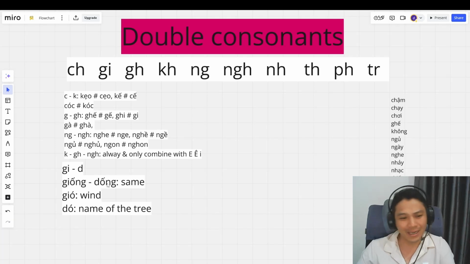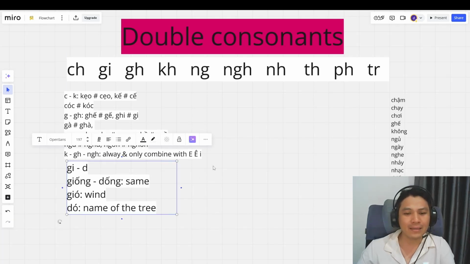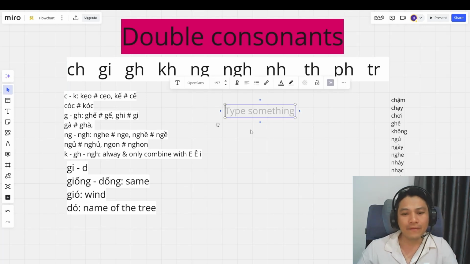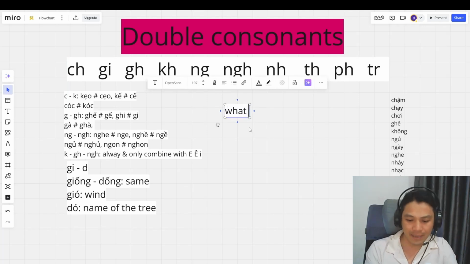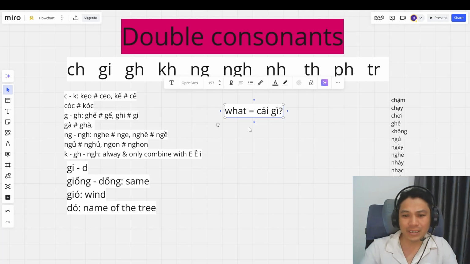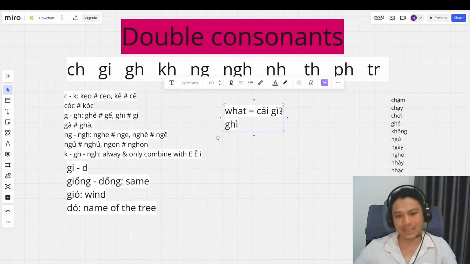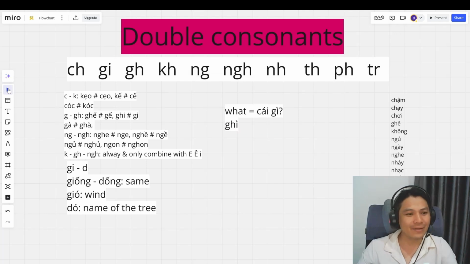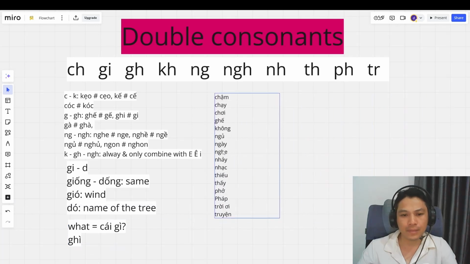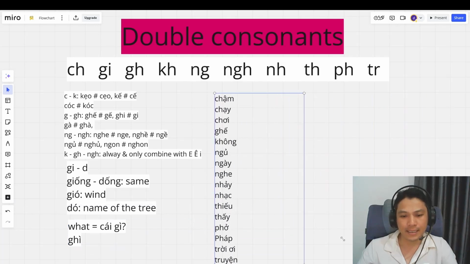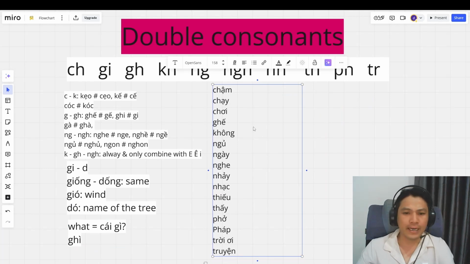All right, and that's why this word, what, cái gì. We say this word gì, but not the other, because if you want to say it the other way, you have to write it like this. All right. Now we're going to practice some words with the double consonants. We have a few words like this, like chậm.